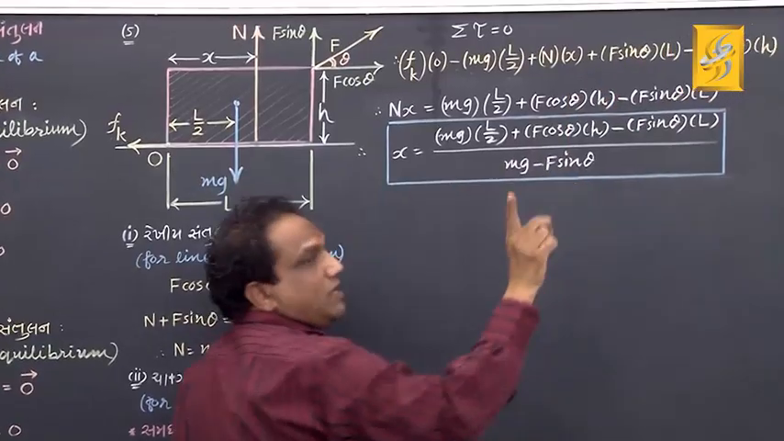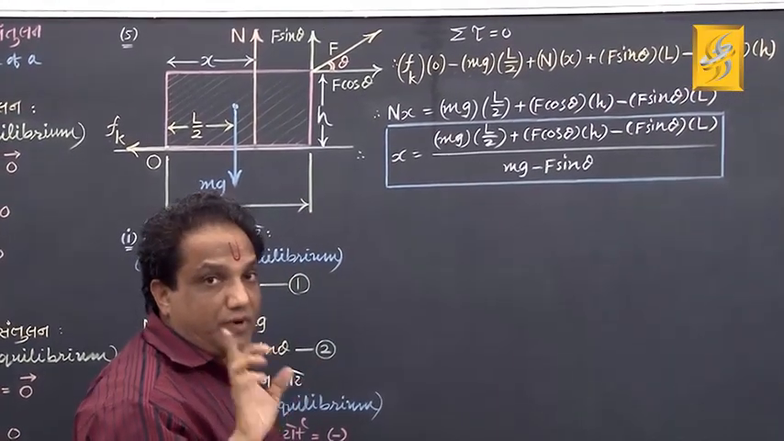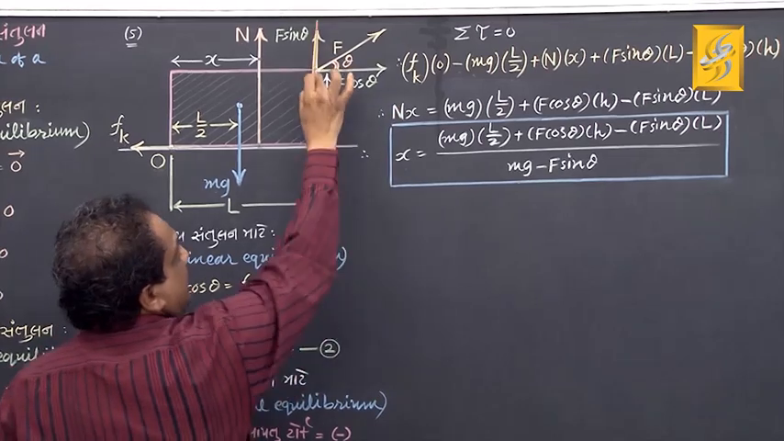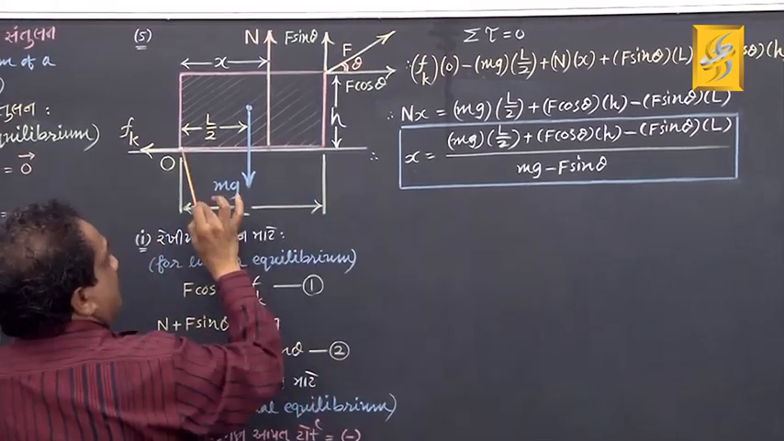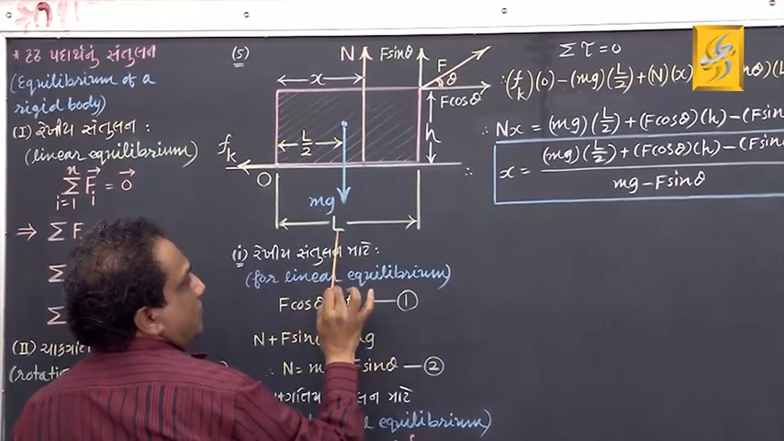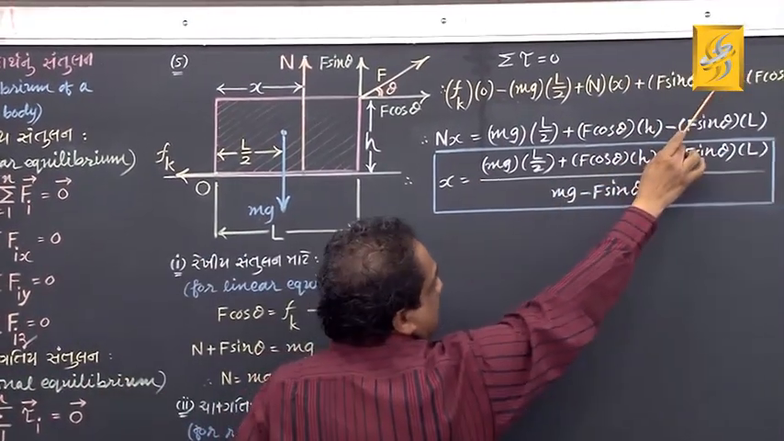And what is the torque formula? Force multiplied by perpendicular distance. Force is F sin theta. The perpendicular distance of the line of this force from this reference point is this much, or it is L.